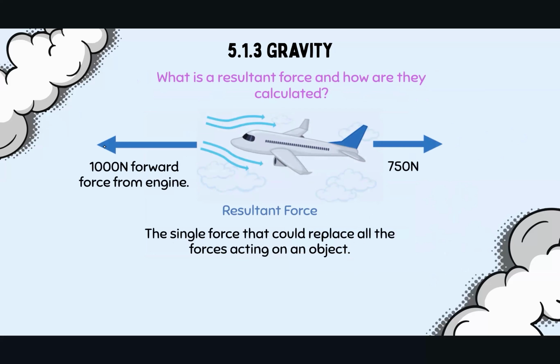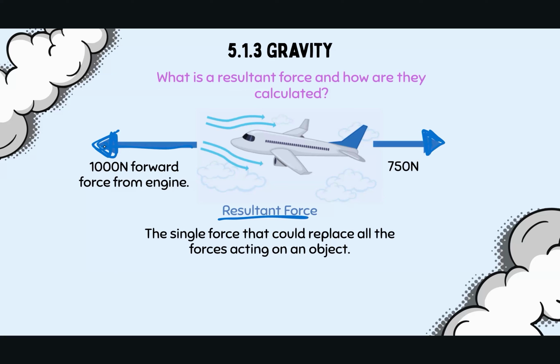Now, what is the resultant force and how is it calculated? So here we've got a 1,000 newton forward force on the engine, and notice this arrow here is bigger than this arrow here, which is what we understood when we were doing scalars and vectors, that a larger arrow represents a bigger force or a bigger vector quantity. The single force that could replace all the forces acting on an object is the resultant force.